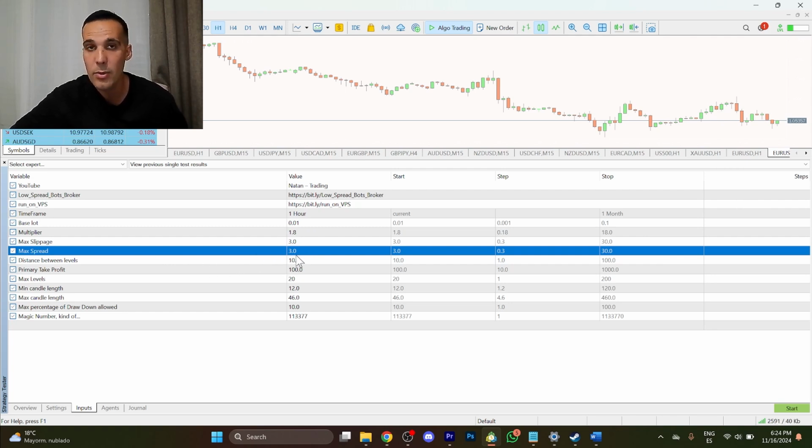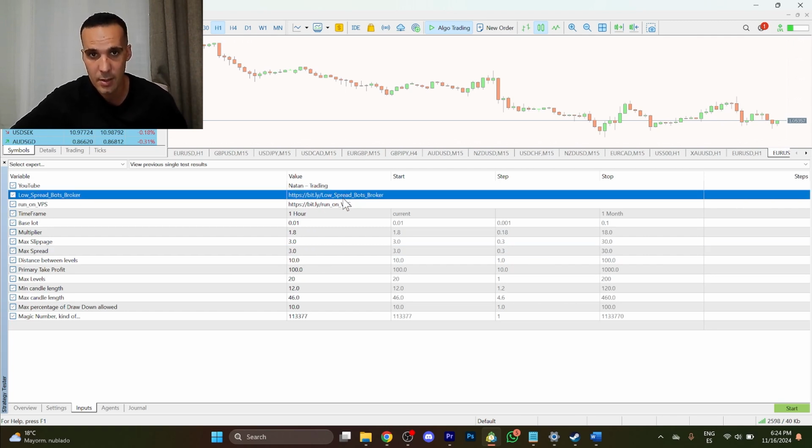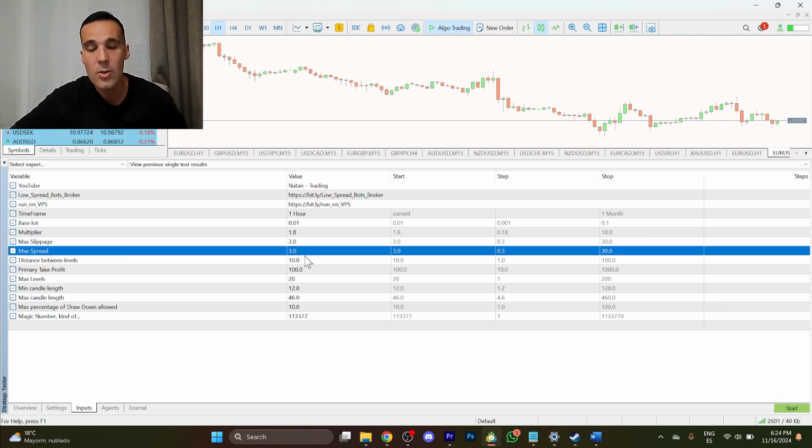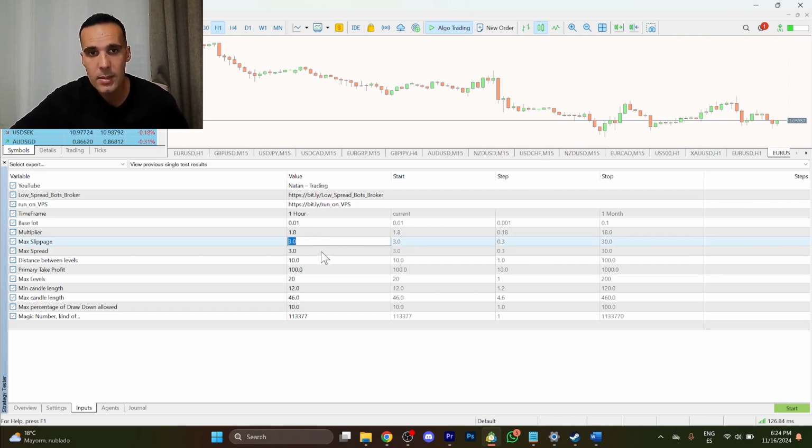You can leave this one on 3, or you can leave it on much more than 3. If you are using the broker here, the one I'm using, the spread on the Euro USD most of the time is 0. I'm not joking. It's 0.0. That's why I trade with them, and that's why I try to only trade the Euro USD, because it's the pair that has the lowest spread. But you can leave these ones just like this.